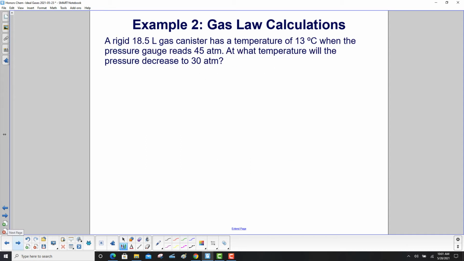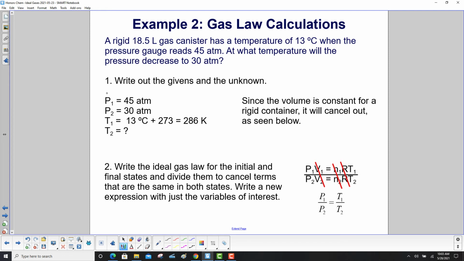A rigid 18.5 liter gas canister. Now, what does that mean? What's going to stay constant here? Volume. It has a temperature of 13 degrees Celsius when the pressure gauge reads 45 atmospheres. At what temperature will the pressure decrease to 30 atmospheres?